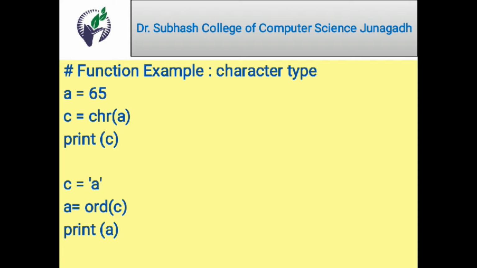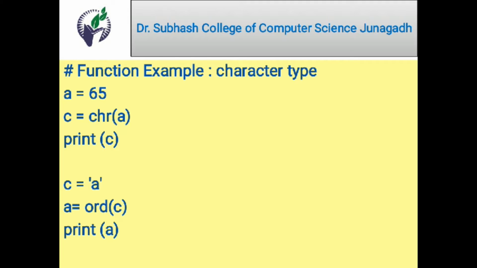It is possible to perform some meaningful arithmetic operations on this character type also, but conversion is required. For example, if you write chr(a + 1), that is 65 plus 1, 66. The ASCII value 66 is associated with capital B, so now c will contain capital B. Starting from 65, in increasing order, 66 is associated with capital B, 67 with capital C, and so on.